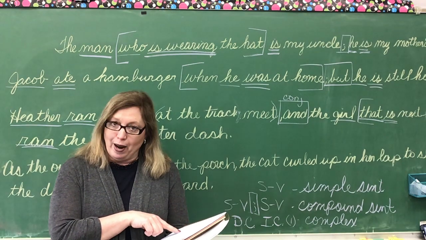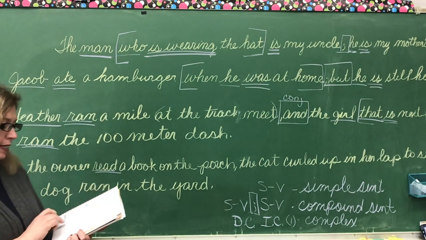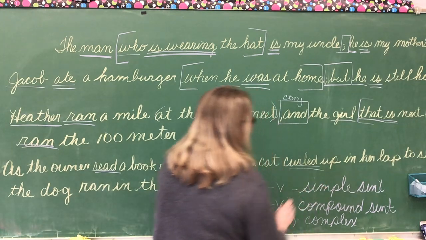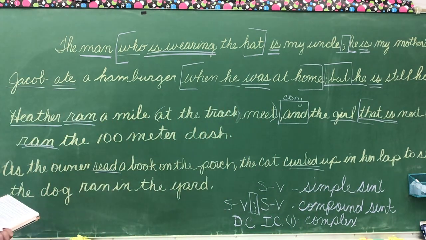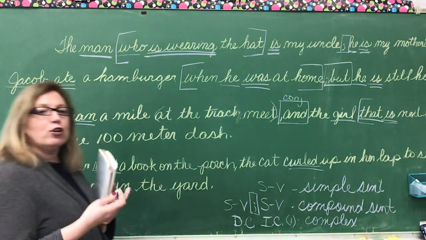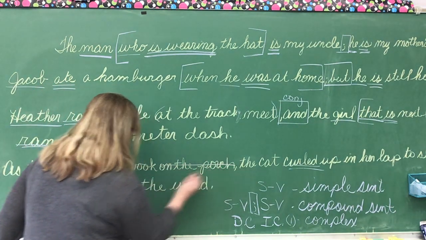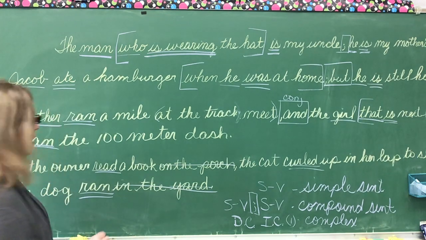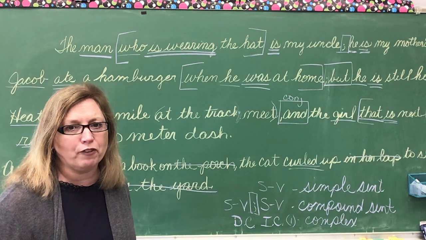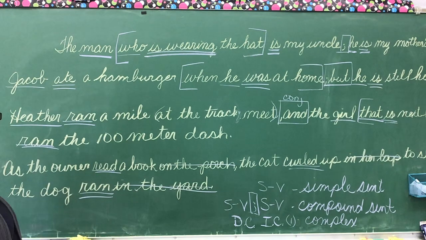As the owner read is a verb, okay? As the owner read a book on the porch, the cat curled is a verb, up in her lap to sleep. But the dog ran is a verb, in the yard. Now, for some of you that are struggling because the sentence is long, you could easily mark out your prepositional phrases: on the porch, in the yard, in her lap. Okay, now to sleep is not a prepositional phrase, okay, because that's a what? That's an infinitive, okay? Now, let's go back and find our subjects.